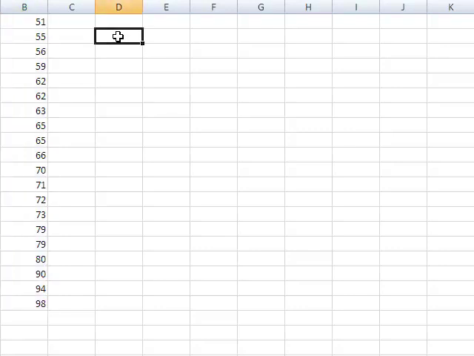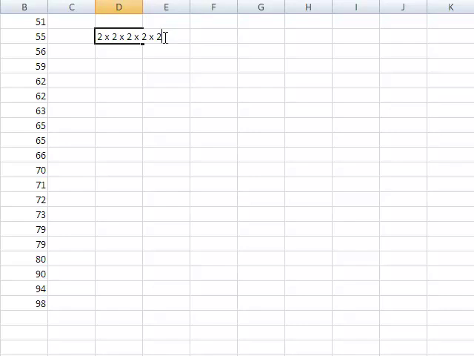Next thing it wants me to do is determine how many classes. And to do that, I'm going to use that 2 to the k rule, which sounds a lot more technical than it is. Basically, I'm going to multiply 2 by itself until the answer is a number that is greater than the total number of data points. So 2 times 2 is 4, times 2 is 8, times 2 is 16, times 2 is 32. All right, 32 is bigger than 20, so I'm going to stop there.